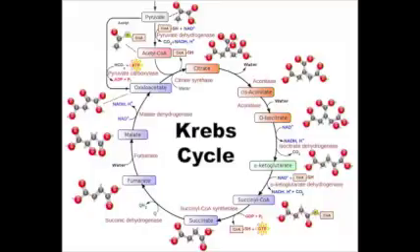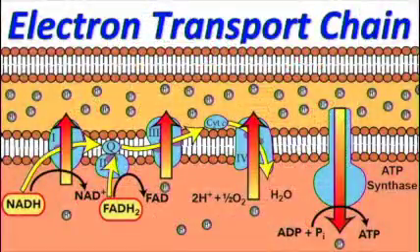The cycle happens twice and produces carbon dioxide, 8 NADH, 2 ATP, and 2 FADH2 molecules, which are all necessary to the production of ATP in the electron transport chain.